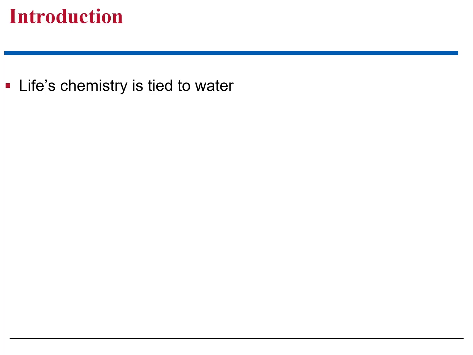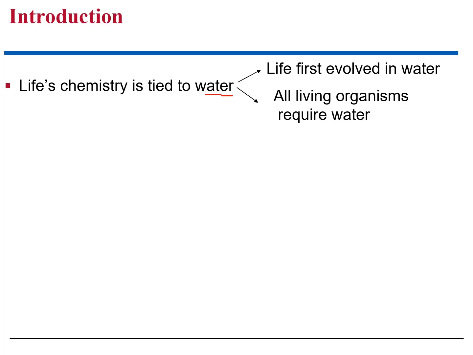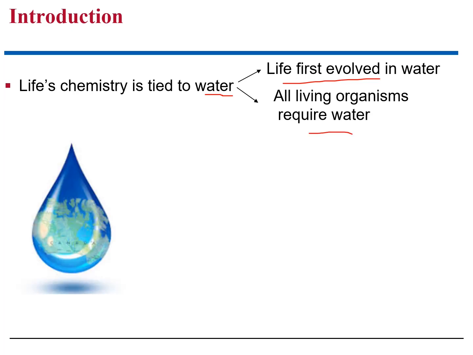So as I said, life chemistry is tied to water, and in the next class you will learn what a hydrogen bond is, and you will see that hydrogen bonds are very important to understand why water can exist on our planet. And remember that life first evolved in water and that all organisms require water to survive.